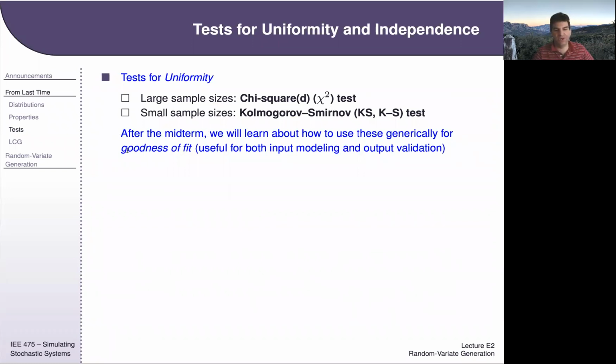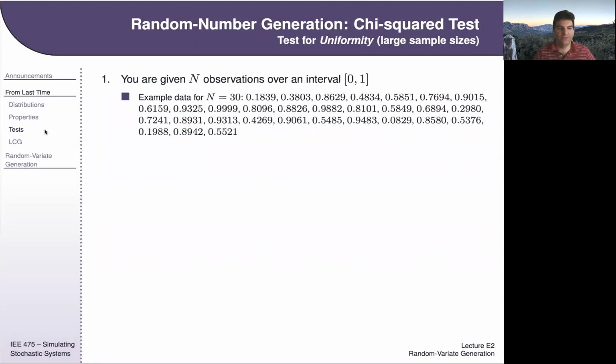After the midterm, we'll learn about how to use these more generally, but for now, we're focusing on uniformity. So, the chi-squared test. The chi-squared test is all about counting. It's all about binning things up and counting how many things land in each bin. As my example here, I've got 30 observations of what I'm hypothesizing is coming from a uniform distribution from 0 to 1, so uniform random numbers. So my hypothesized interval is from 0 to 1.